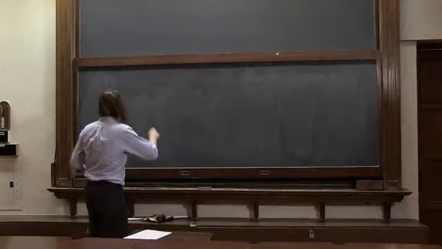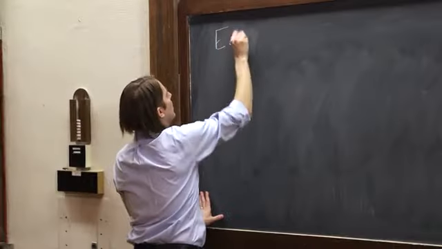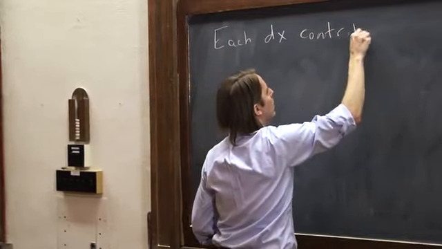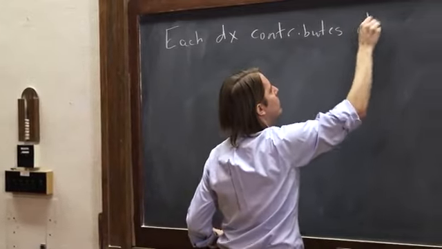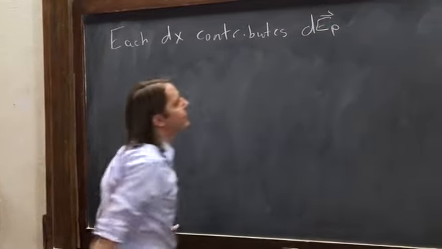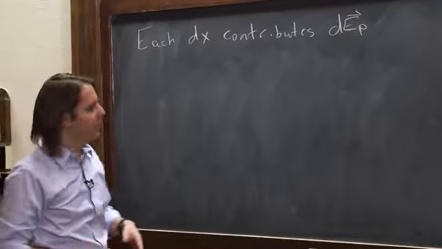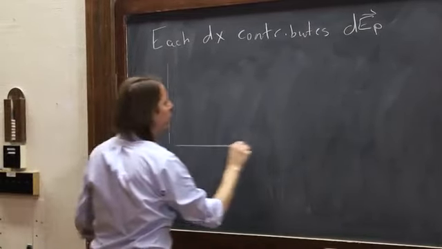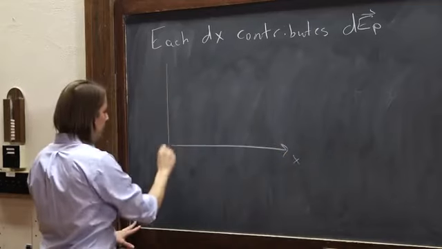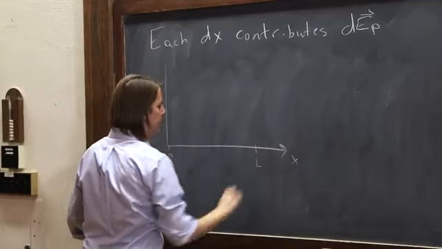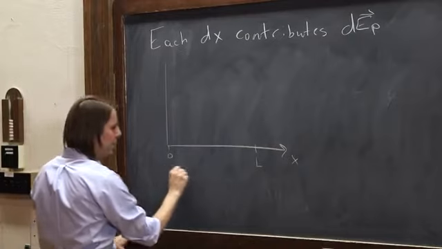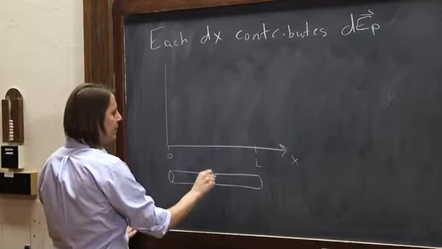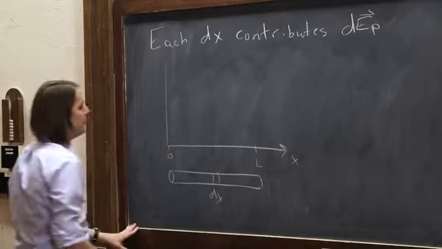So each dx contributes its own dE_P. We just have to think about how to put it all together. Let's actually plot it first and think about it. Here's the x-axis again, from 0 to L, which means your rod is sitting here, and your little dx was somewhere in the middle.